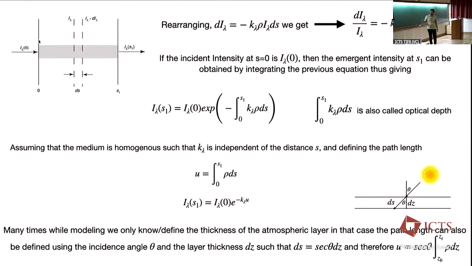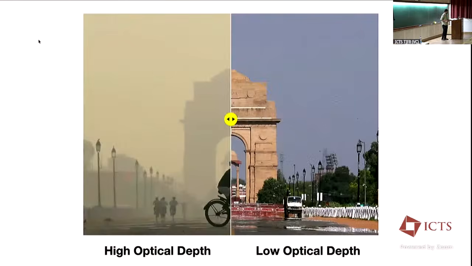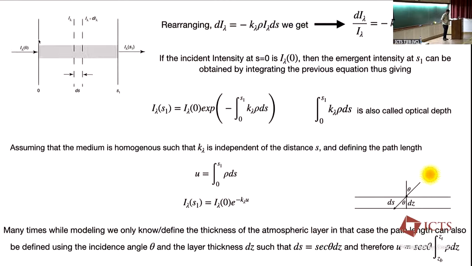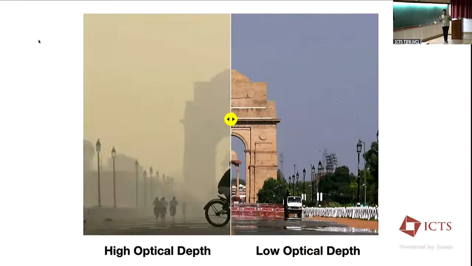Okay. So taking this simple form, I = I_0 exponential minus kappa rho ds, this is what we'll further use. And here the main thing that we have, as I was saying, is this optical depth. All the information of the atmosphere is imprinted in this kappa rho ds, which is basically the optical depth. To understand this intuitively, this is a nice image. This is high optical depth, low optical depth.